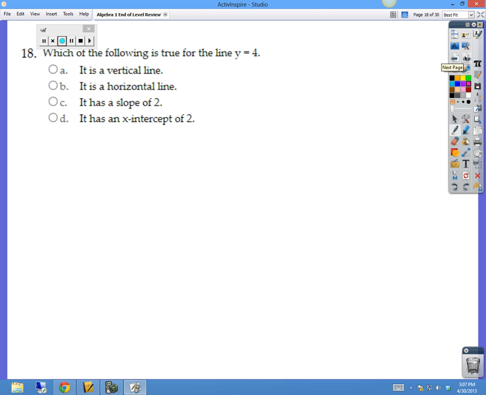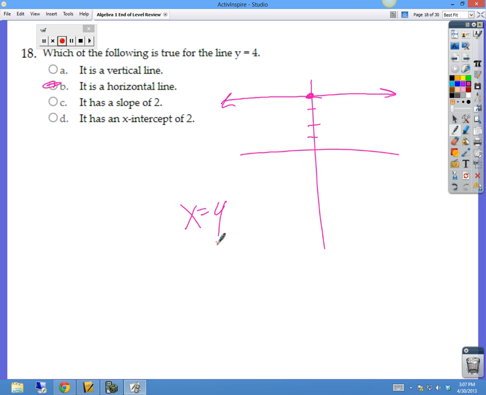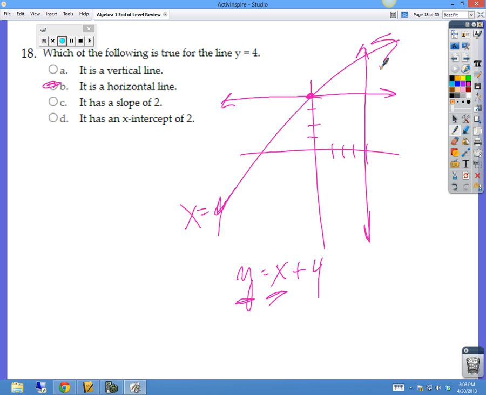Okay, y equals 4. Graph it really quick. On the y-axis at 1, 2, 3, 4, you're going to have a line that goes through that point right there. B, it's horizontal. If you had this equation, x equals 4, then on the x-axis you'd have 1, 2, 3, 4. It would be a vertical line going through there. But if you had a combination of y equals x plus 4, if you had a y and an x, then it's going to be some slant, some steepness to it.